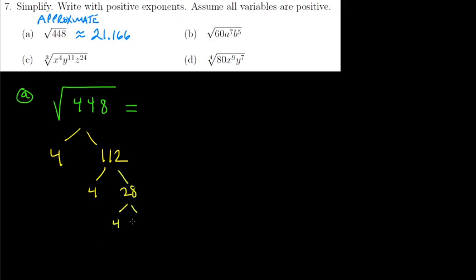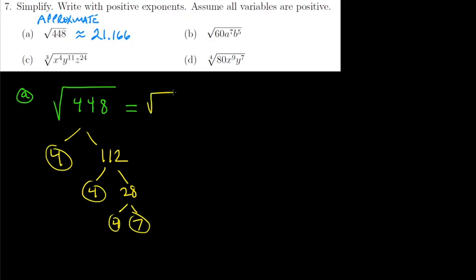And 28 divided by 4 is 7. Now this is the end of the line because 7 is prime. Right? We can't divide that any further, and in fact it doesn't have any factors that are perfect squares. So this is 4 times 4 times 4 times 7.